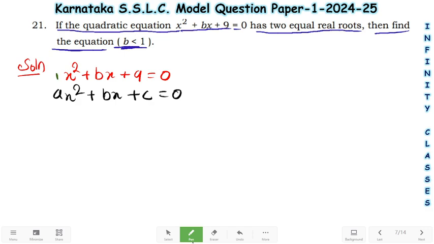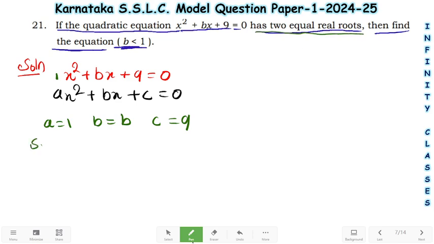So the coefficient of x square is 1. Here a is equal to 1, b is equal to b itself, and c is equal to 9. So the quadratic equation has two equal real roots.